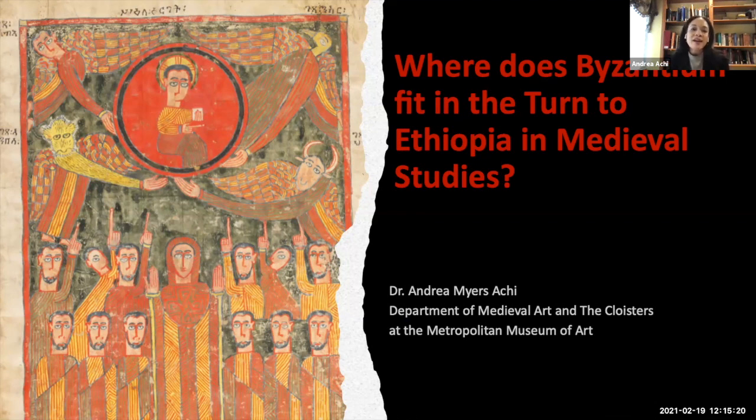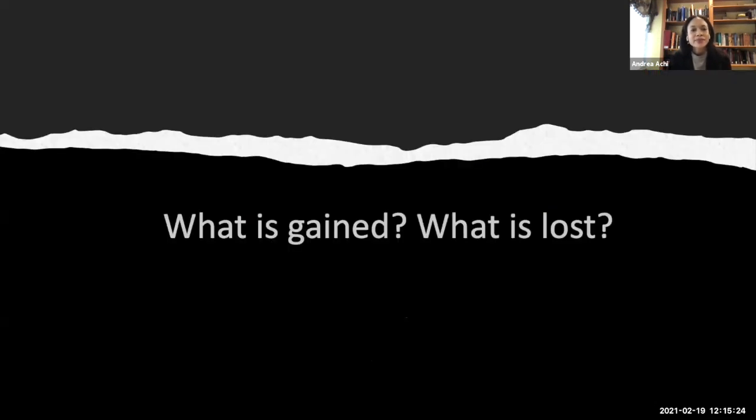Or even where does Nile Valley studies fit in the turn? And do they fit? I will present two short case studies that address the topic of the turn and what is lost and what is gained. First, I focus on what is gained by the turn to Ethiopian medieval studies.